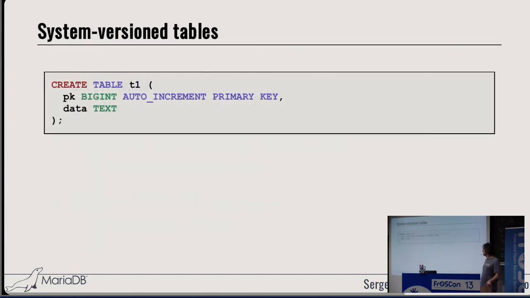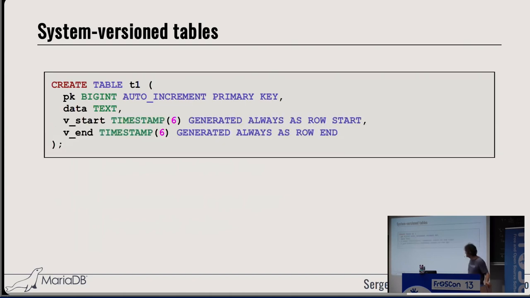Now, let me show how to create a system versioned table according to the SQL standard. This is a completely standard, not system versioned table. And the SQL standard says that you need to do this. First, you need to add two columns with timestamp(6), but the number 6 can be implementation defined. In MariaDB, it must be timestamp(6). And the first one must be generated always as row start. The second one must be generated always as row end. The special incantations that are defined by the standard.